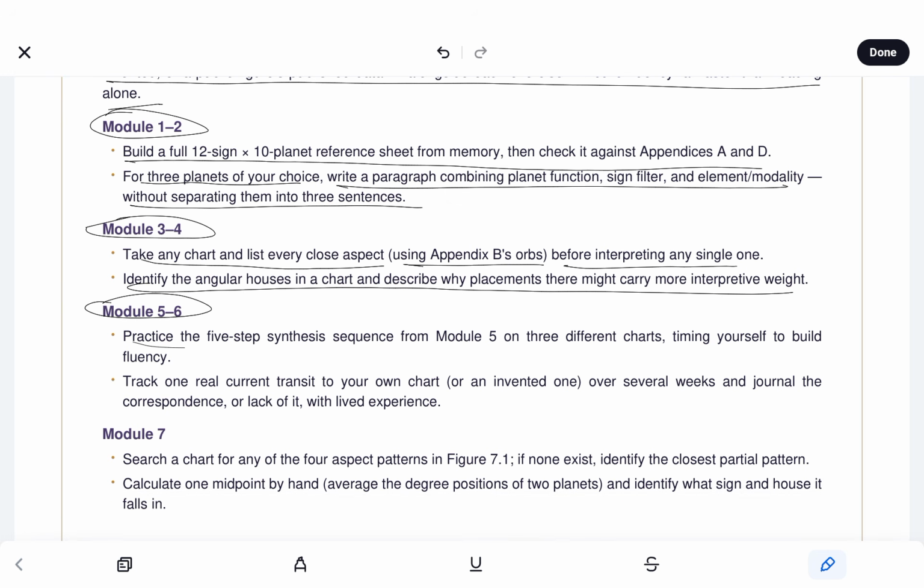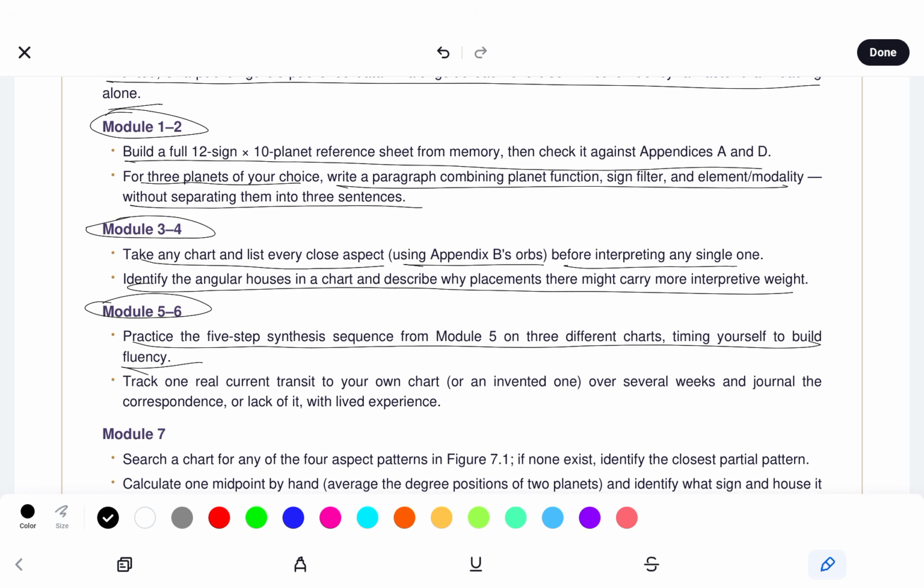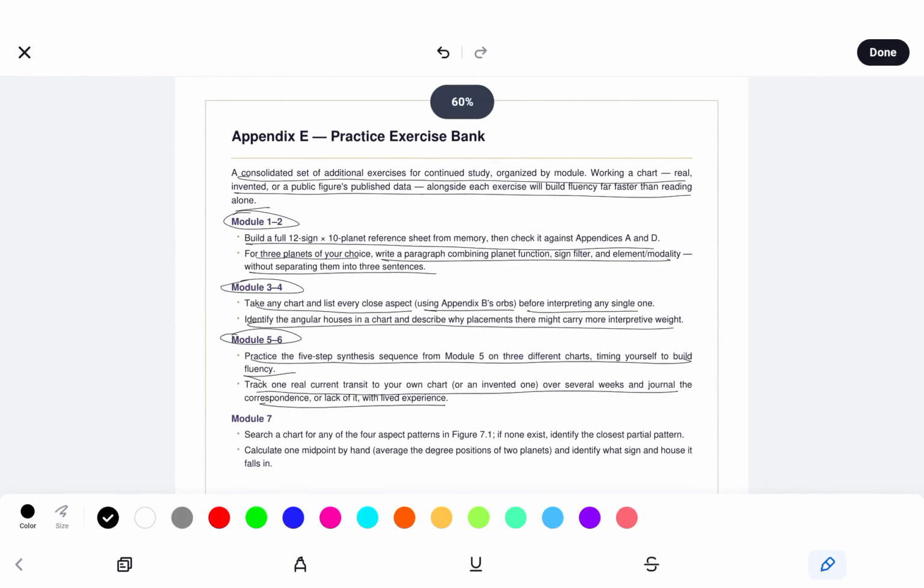Modules 5 and 6, practice the 5-step synthesis sequence from Module 5 on 3 different charts, timing yourself to build fluency. Track one current transit to your own chart or an invented one over several weeks and journal the correspondence or lack of it with lived experience.